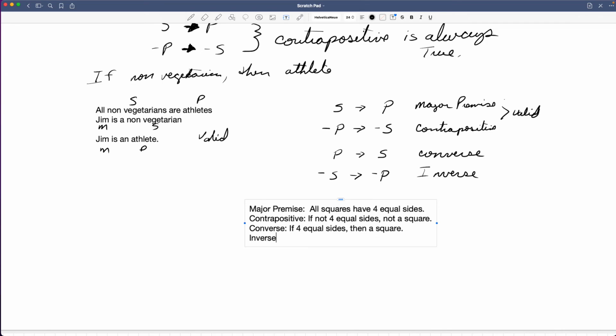The inverse here is also not true because the inverse would be the negative S, which is if it's not a square, then four sides not equal. That would be the best way to write that. So if it's not a square, then the four sides are not equal. Well, that's not true either. Because if you have a rhombus, again, then you could have four equal sides, but it's not a square.